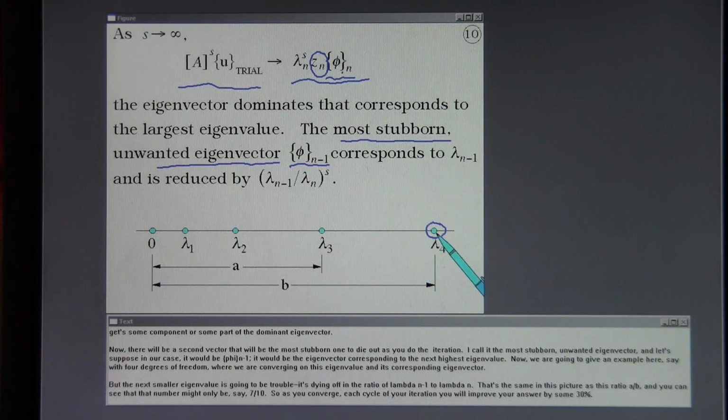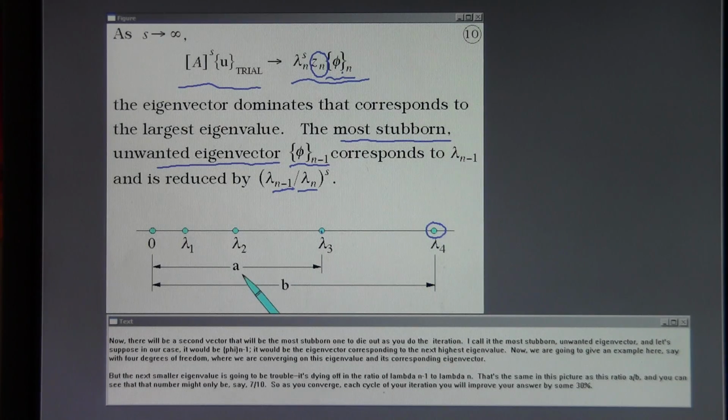But the next smaller eigenvalue is going to be trouble. It's dying off in the ratio of lambda n minus 1 to lambda n. That's the same in this picture as this ratio a over b. And you can see that that number might only be, say, 7/10. And so as you converge each cycle of your iteration, you will improve your answer by some 30%.